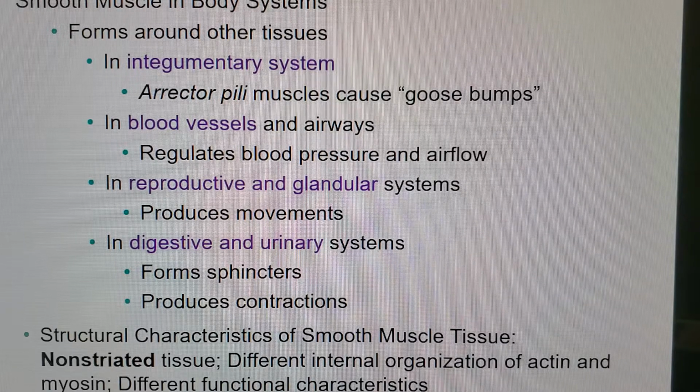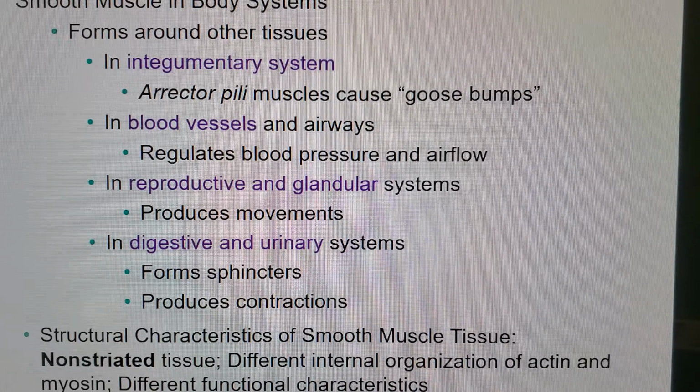Reproductive and glandular systems, we need the smooth muscle. Say in the outer third of the fallopian tube, an egg is fertilized. Something needs to help that fertilized egg get over into the uterus so that it can implant. Smooth muscle. Digestive and urinary systems, the digestive system has a lot of smooth muscle all through the intestinal tract, and peristalsis can be attributed to smooth muscle contraction. Pretty cool.